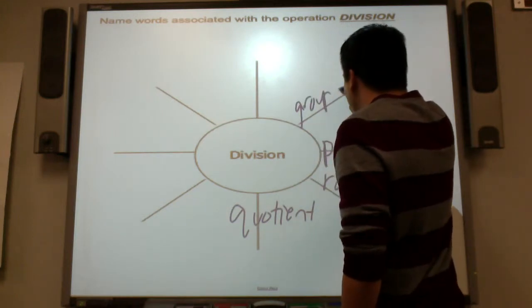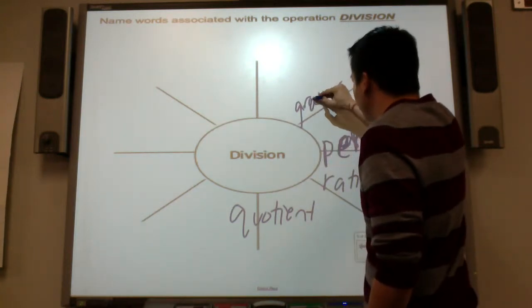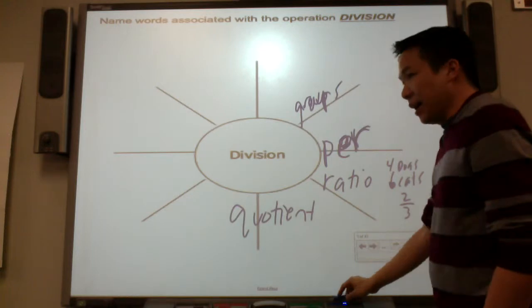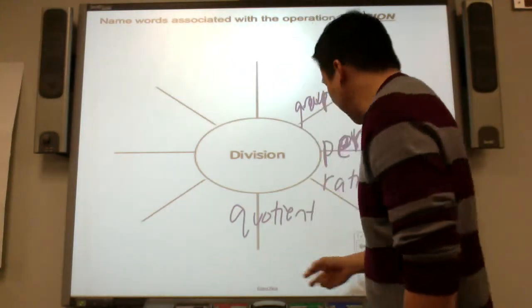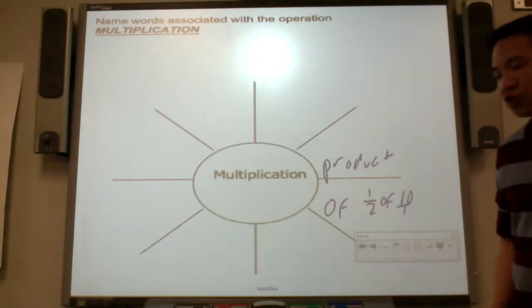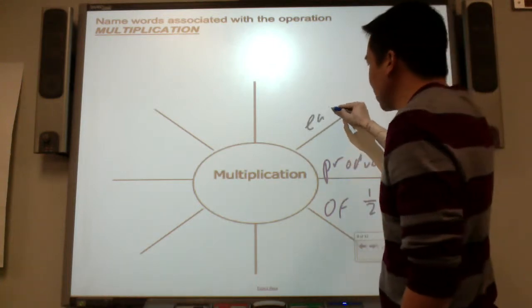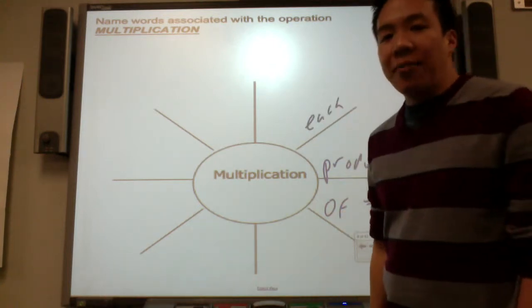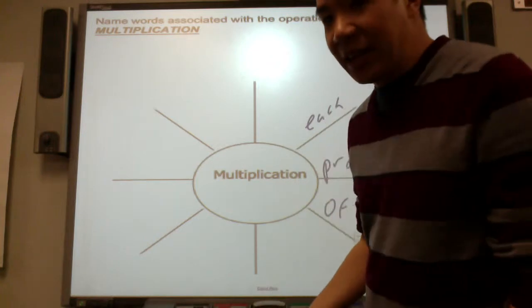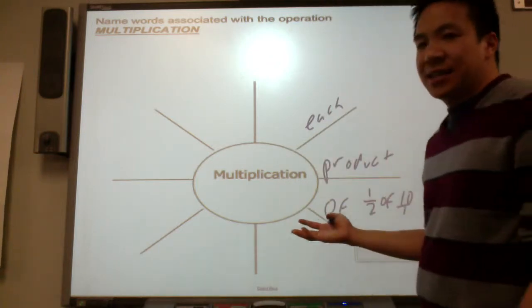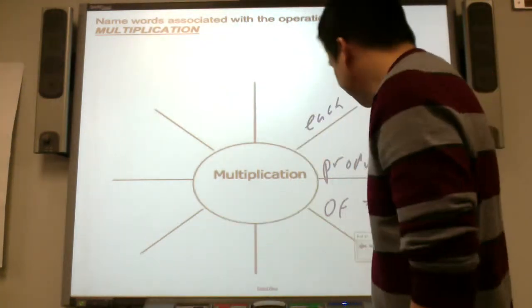Groups. Definitely the word groups. And the word each. Each can depend on the situation. Each could be multiplication, sometimes it could be division. For example, I buy 7 apples and each one costs 10 cents. So I spent 70 cents.